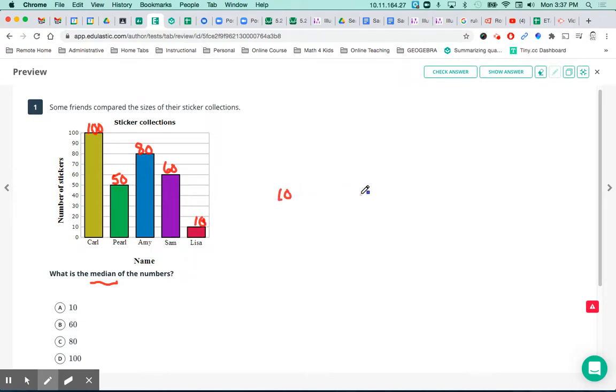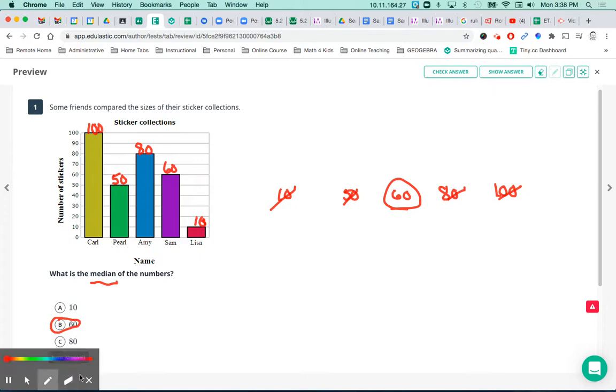10, 50, 60, 80, and 100. Now to find the median, you work from the outside in. So I'm going to cross one from the beginning and the end. Then I work my way back in, one from each side. If I get to the middle, I'm either going to have one or two left. If I have one, that's my median, 60. Okay. If you have two, then you have to find the average of the two to get your median. All right. So this first one, median is our answer there.